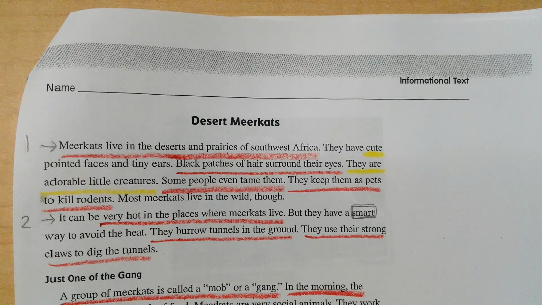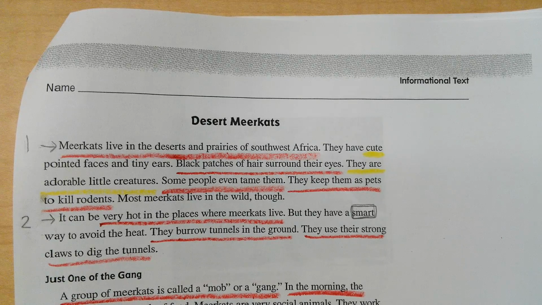But today, we're going to determine the story's structure and if there's any persuasive or convincing statements that are trying to change our mind or get us to believe a certain thing. So let's read the first page together again. And we'll do a close reading to decide, is this a persuasive article? Is it trying to convince us to feel one way or to believe something is true? Let's read. Meerkats live in the deserts and prairies of Southwest Africa.